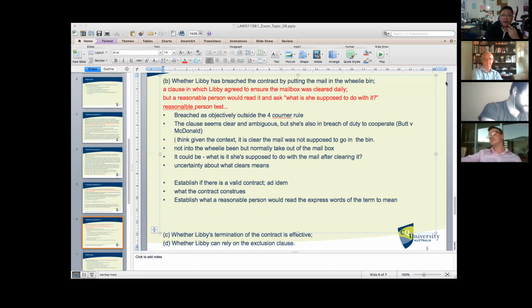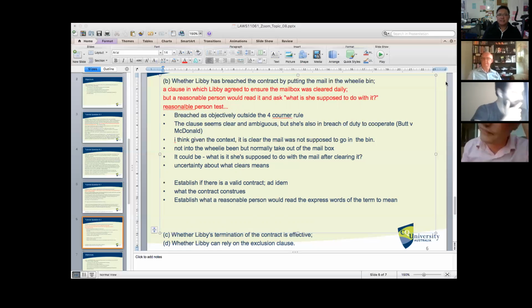Can somebody explain the answer? Why would Libby have breached the contract by putting the mail in the wheelie box? So assuming we agree that the phrase there, "clear the mailbox daily," is quite ambiguous, why would somebody then make the case that Libby has actually breached the contract?